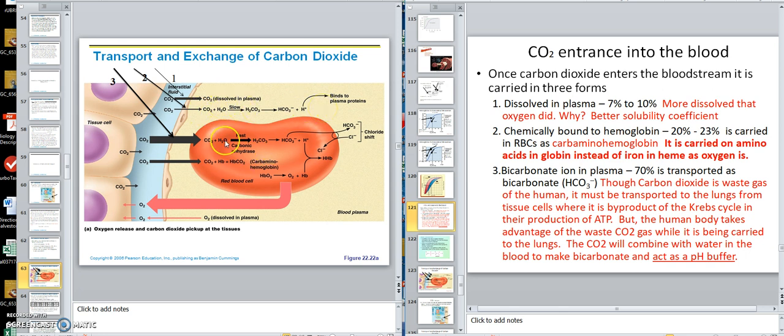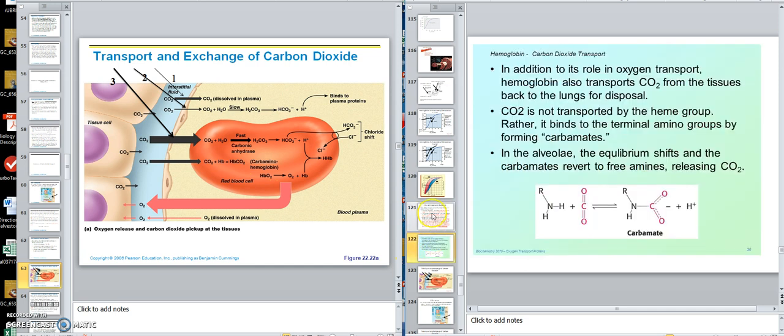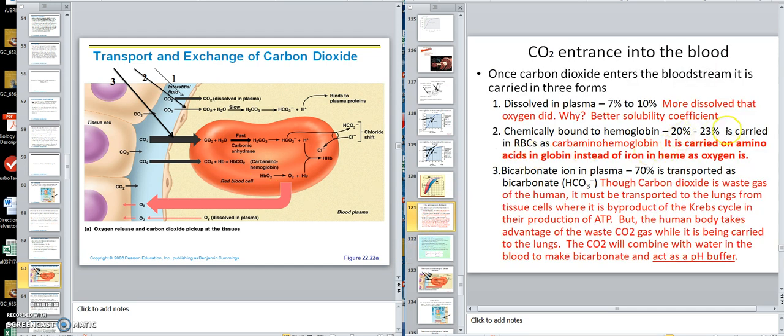All right. So the CO2 comes in here and hooks to the amino acids of what? Globin, carbaminoglobin. Remember, the amino acids of globin, just like this. Now, what is that? That's that 20 to 23% right here. But the 70% is really this. And of that 70%, a little bit did it this way, but the lion's share is going to do it this way.